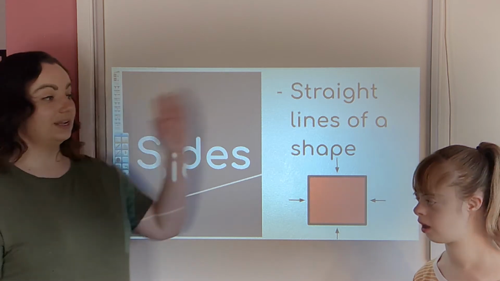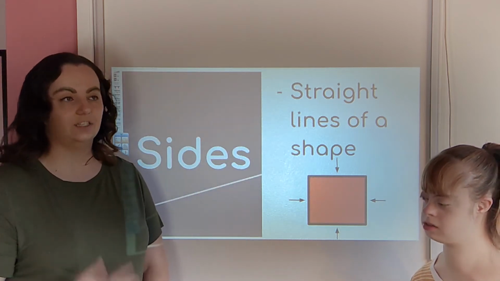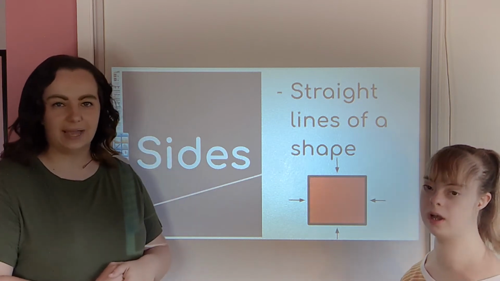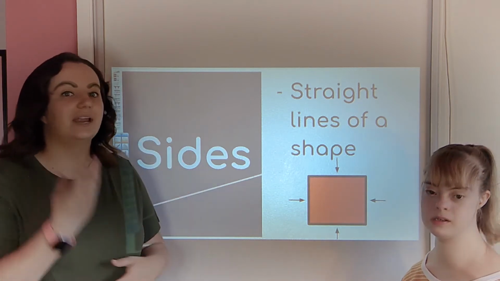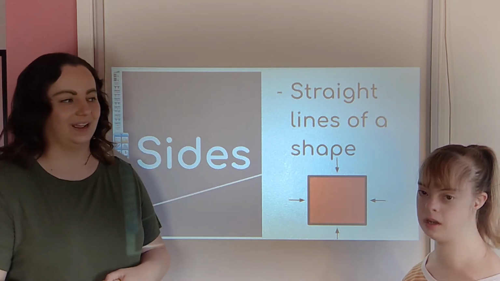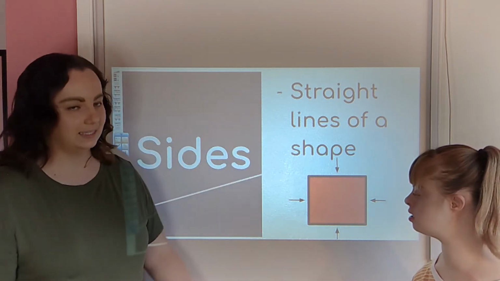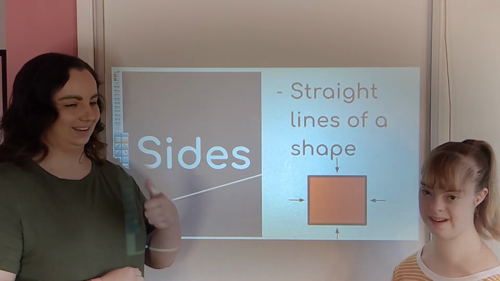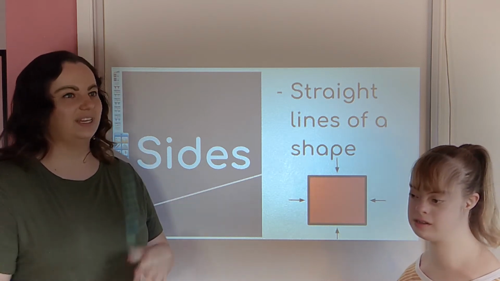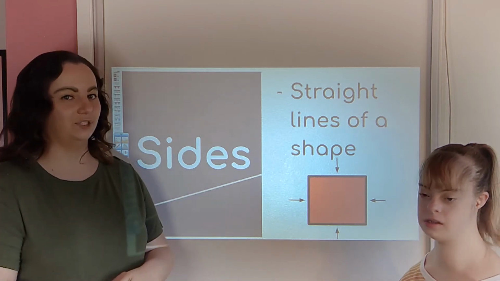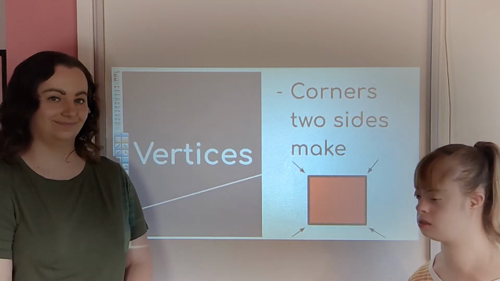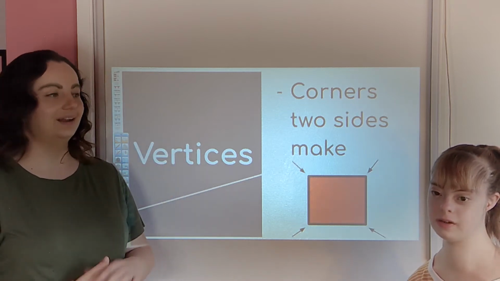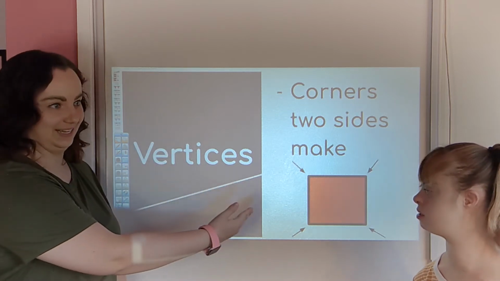So we're going to be looking at how many sides shapes have. By being able to tell how many sides the shape has, you're able to better identify and name that shape. So sides, the straight lines of a shape. Let's see our other word we need to have fresh in our head as we describe shapes. Another word we need to be comfortable saying is vertices.